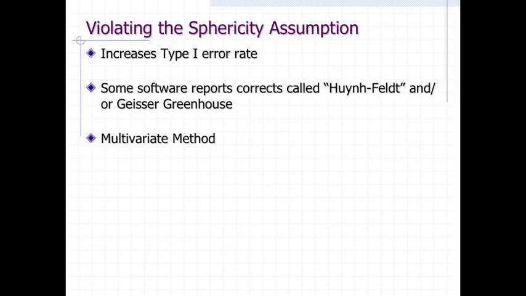Although ANOVA is robust to most violations of its assumptions, the assumption of sphericity is an exception. Violating the assumption of sphericity leads to a substantial increase in the type 1 error rate. Moreover, this assumption is rarely met in practice. Although violations of this assumption had at one time received little attention, the current consensus of data analysts is that it is no longer considered acceptable to ignore them.